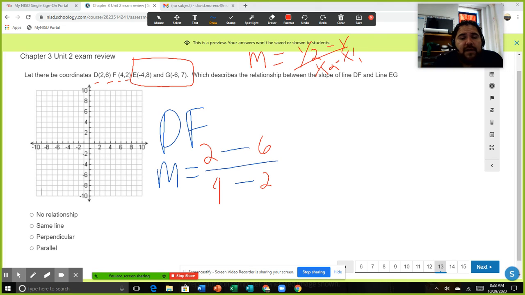2 minus 6 is a negative 4. 4 minus 2 is 2. Negative 4 over 2 equals negative 2. So my slope for DF is negative 2.